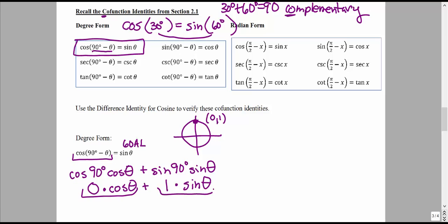We're going to multiply and then add. 0 times cosine theta would be 0, plus 1 times sine theta would be sine theta, and we see that we have arrived at our goal of sine theta. So there's another way that we can verify that cofunction identity that we have previously discussed.